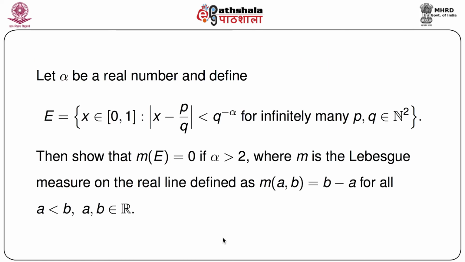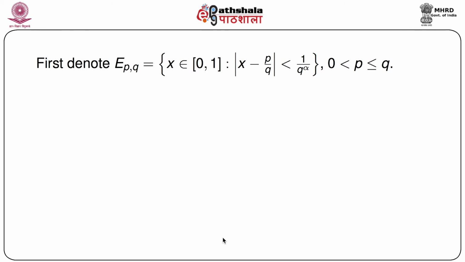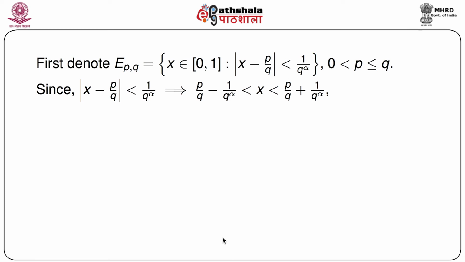Since in the definition of the set E there are two quantities p and q, let us first define another set E_pq, which is the set of x belonging to 0 to 1 such that modulus of x minus p by q is less than 1 by q to the power alpha, with 0 less than p less than or equal to q. Now let's do simple elementary algebra with this mod and inequality sign. Modulus of x minus p by q less than 1 by q to the power alpha means p by q minus 1 by q to the power alpha is less than x less than p by q plus 1 by q to the power alpha.